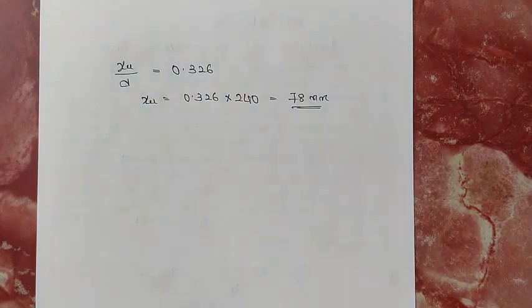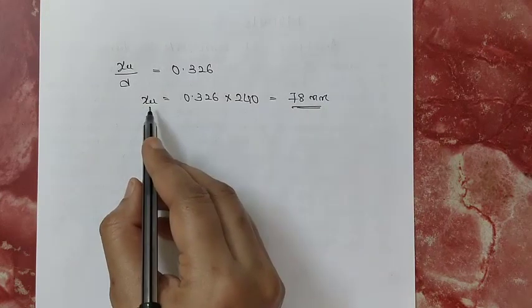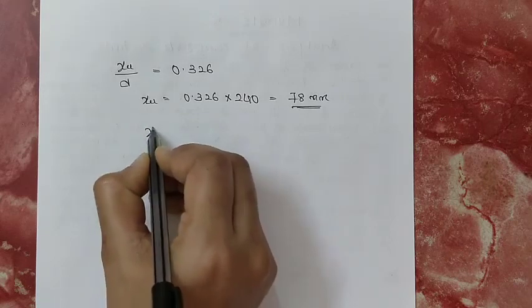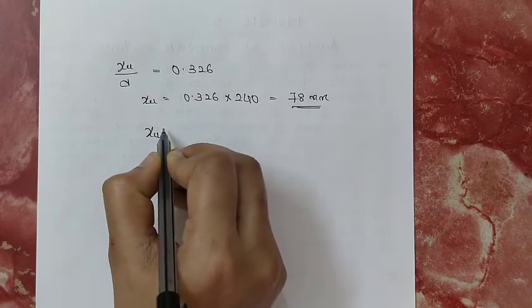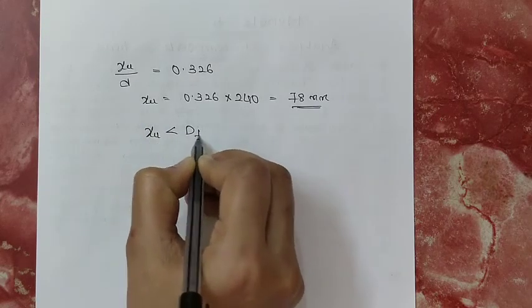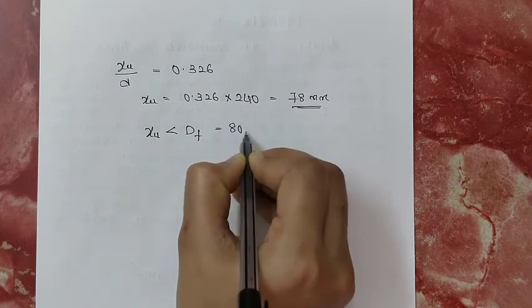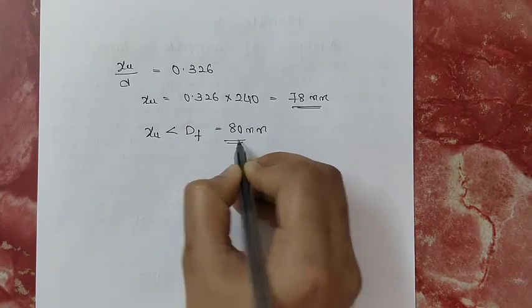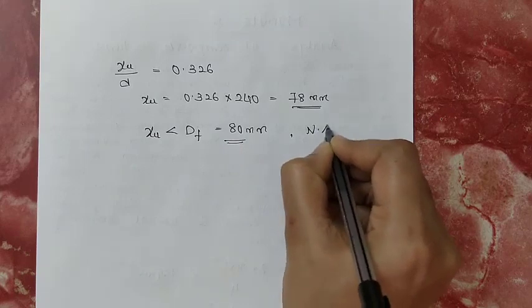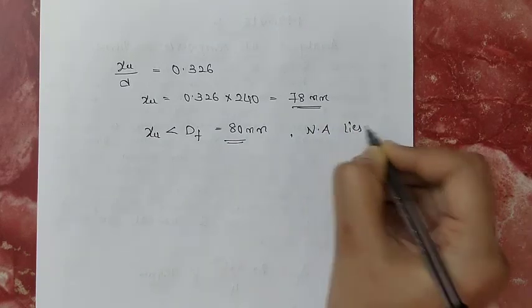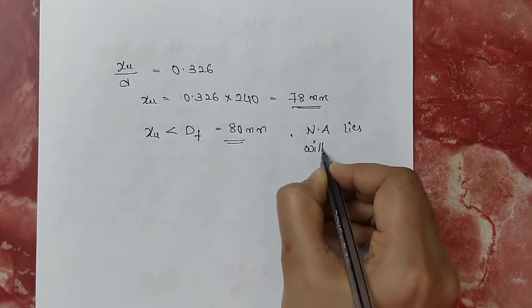Once you have calculated FPU and XU, compare XU with the depth of the flange. XU is less than the depth of the flange, that is 80 mm. So the neutral axis lies within the flange.